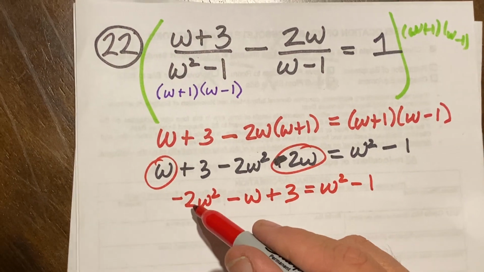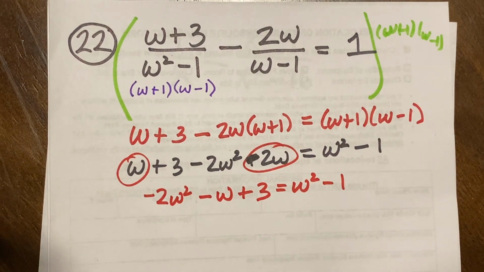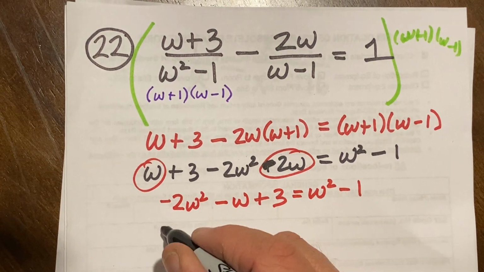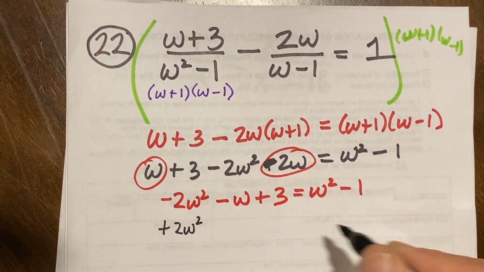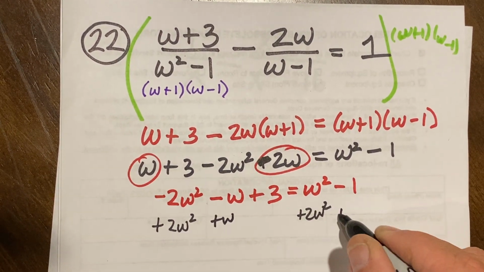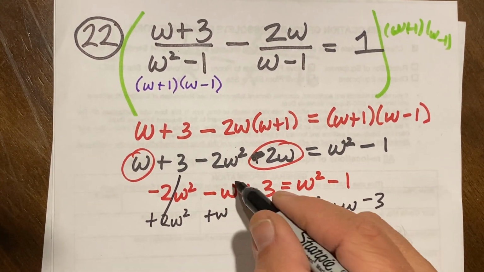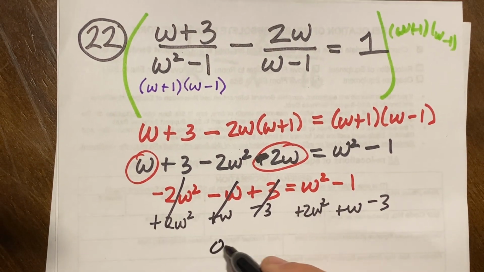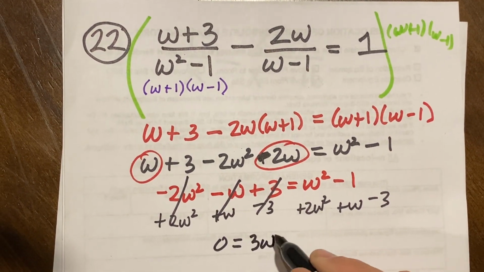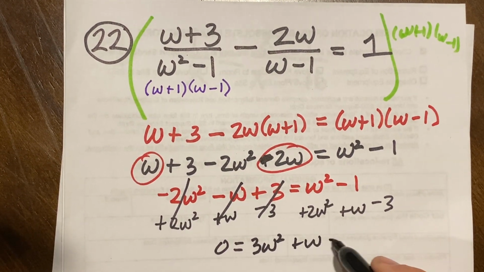Now, this has a negative in front of it. That's bad. This is positive. We like that. So what we're going to do is move this whole side over here to get rid of that negative in front of our squared term. So I'm going to add 2W squared here. I'm going to add W, and I'm going to subtract 3. Notice every one of those things wipes out that side, so we get 0 is W squared plus 2W squared is 3W squared, okay? Plus W, minus 1 and minus 3 is minus 4.